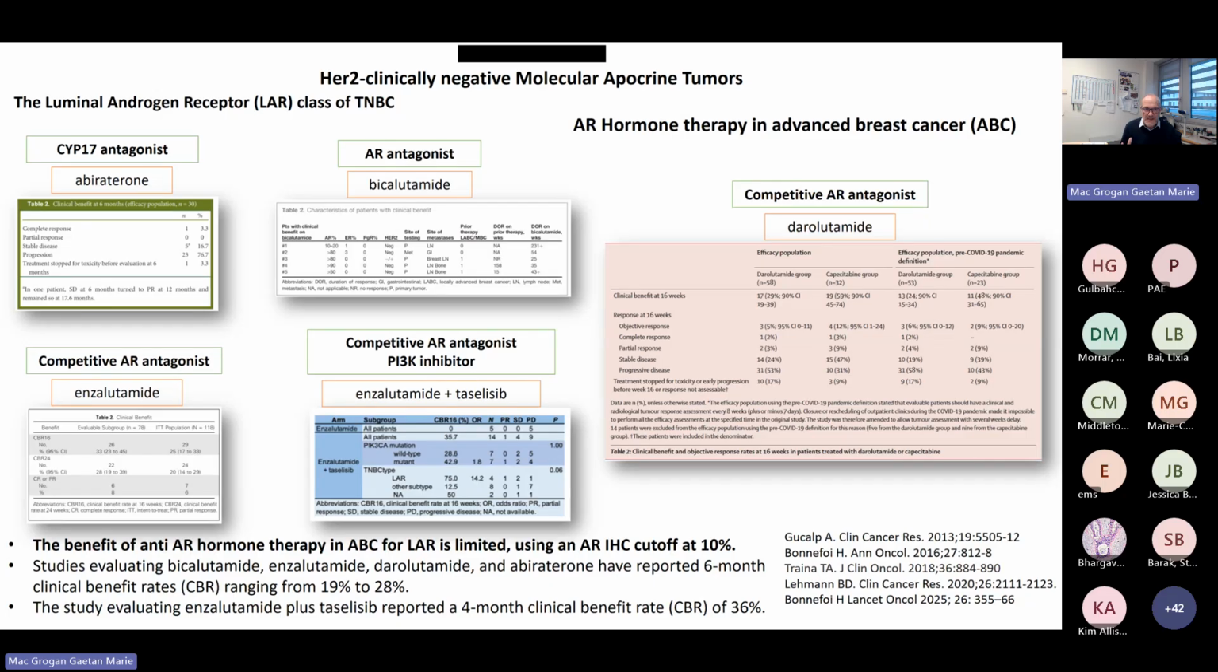Well, the conclusion of these 5 trials was that the benefit of anti-androgen receptor hormone therapy in advanced breast cancer for luminal androgen receptor tumors is limited, using an immunohistochemical cutoff for androgen receptor at 10%, with clinical benefit rates ranging from 19% to 28%, which is pretty low when you consider the targeted therapy in advanced breast cancer.